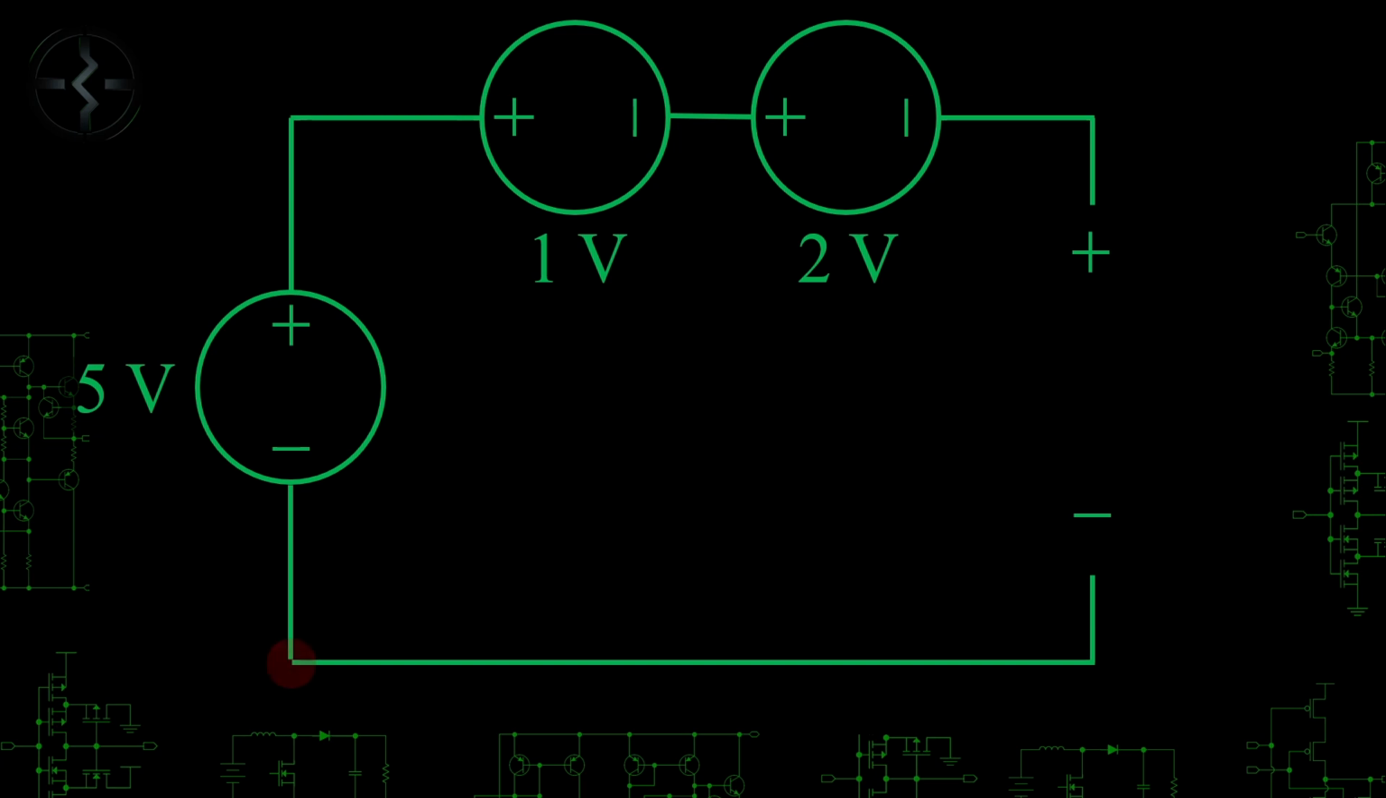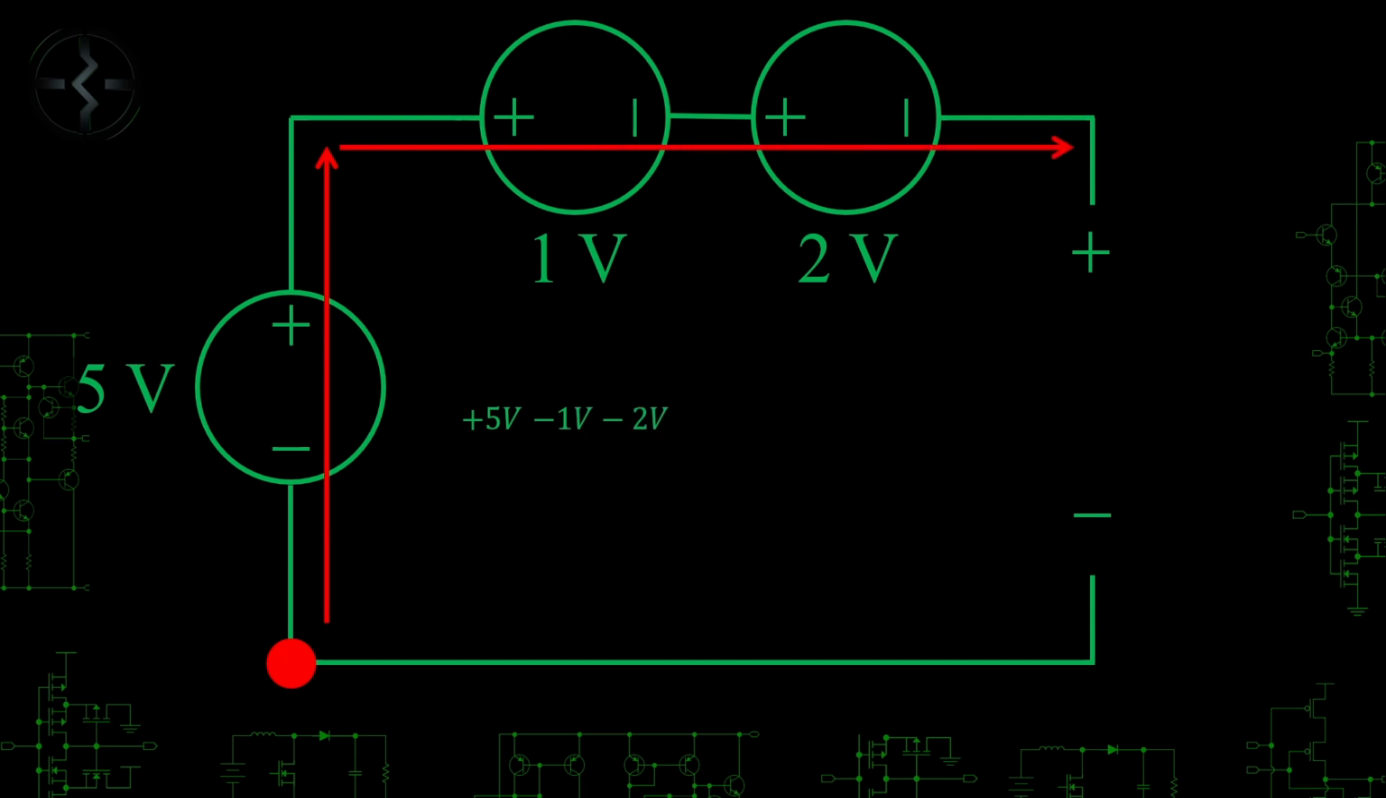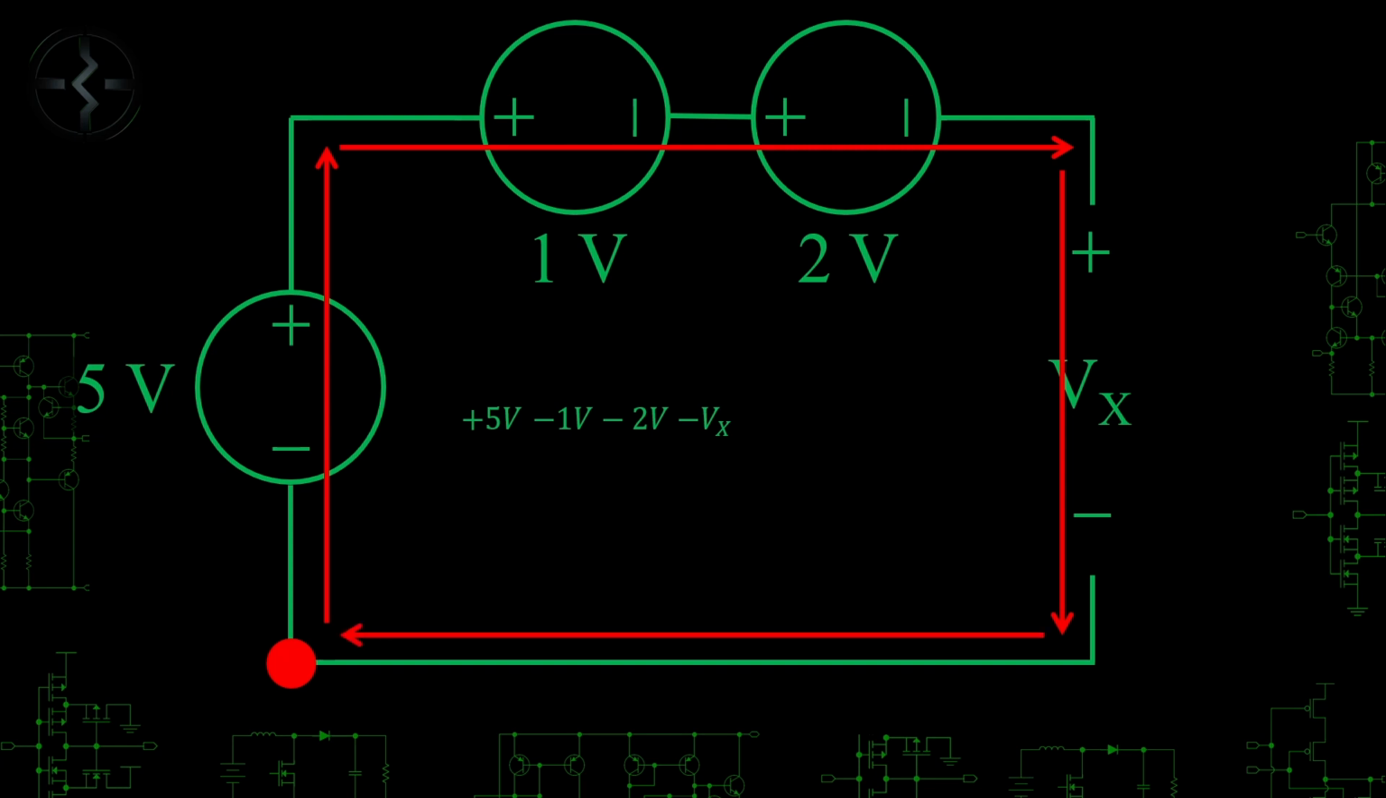I'll choose to start at the bottom left of the circuit as my starting reference point. Tracing clockwise, I first encounter a negative to positive polarity 5 volts, which I denote as plus 5 volts. Then I encounter 2 plus to minus voltage sources that I denote as minus 1 volts and minus 2 volts respectively. And finally, I mark the unknown voltage as minus Vx because the polarity is assumed as plus to minus. Across the bottom, there aren't any more voltage changes, so that's it for my equation. I can easily move Vx to the other side and then solve, and I get Vx is equal to 2 volts.